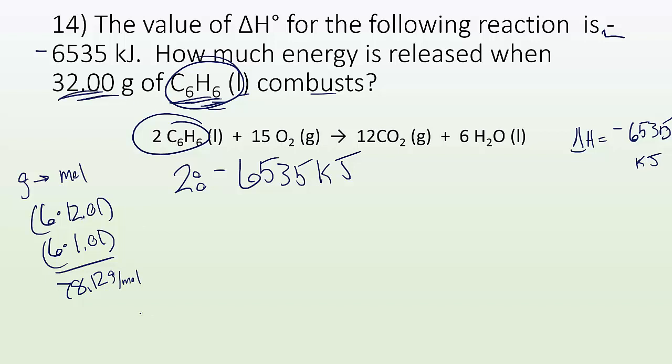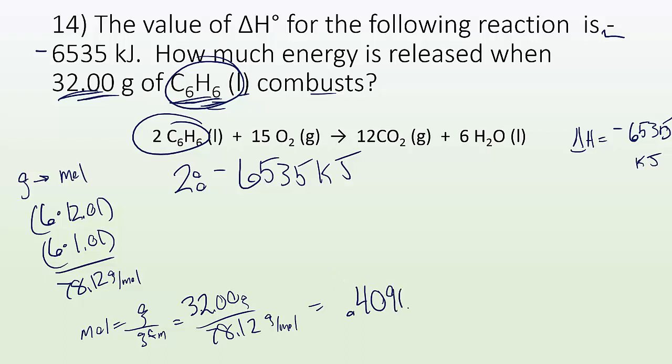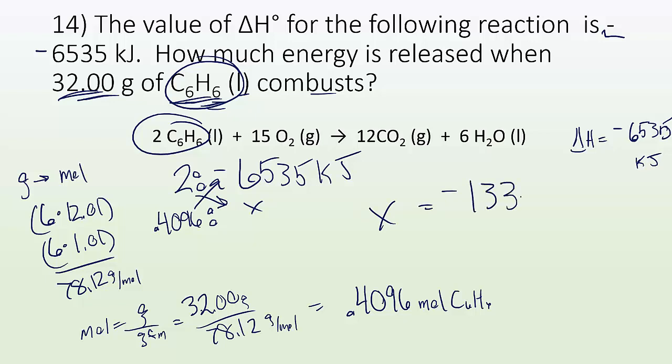So now I need to get moles. If I'm using 32 grams, I have to do grams divided by the GFM, because that's going to give me my moles. So now I plug and chug: 32.00 grams divided by 78.12 grams per mole, and I end up with 0.4096 moles of C6H6. So I'm going to put that under this proportion right here. 0.4096 is to X. So now I can cross multiply and divide, and I get X to equal negative 1338 kilojoules as my final answer.